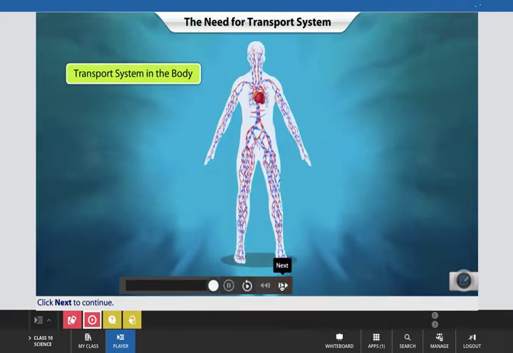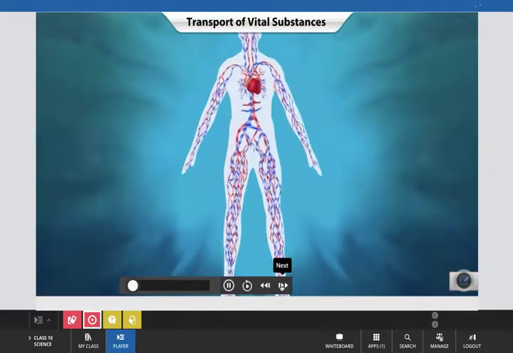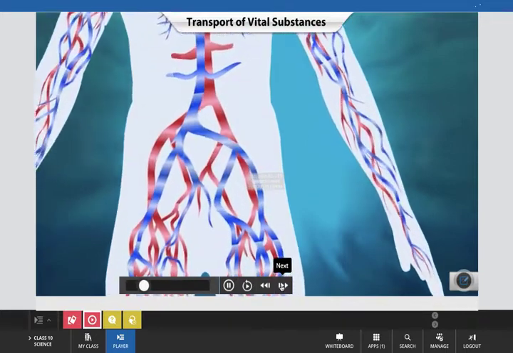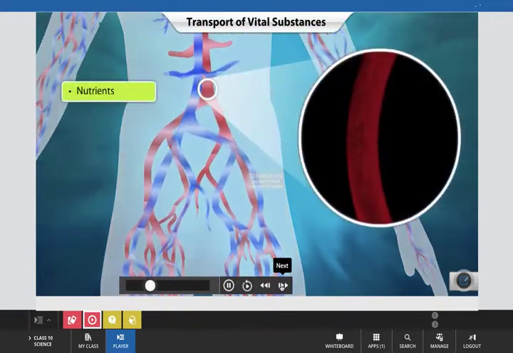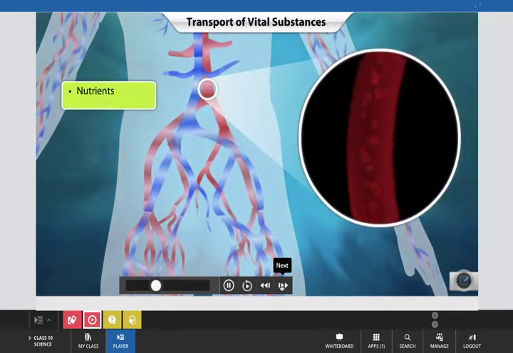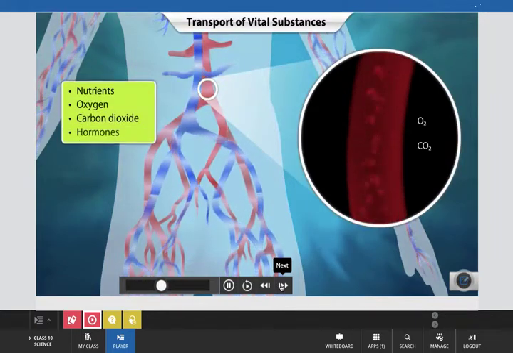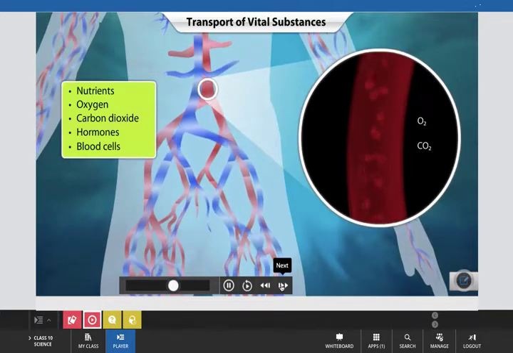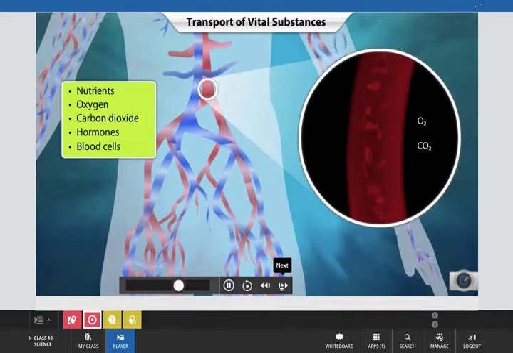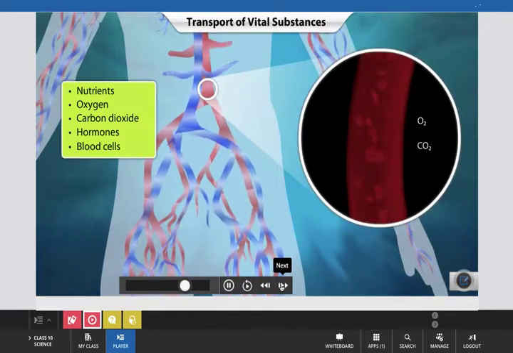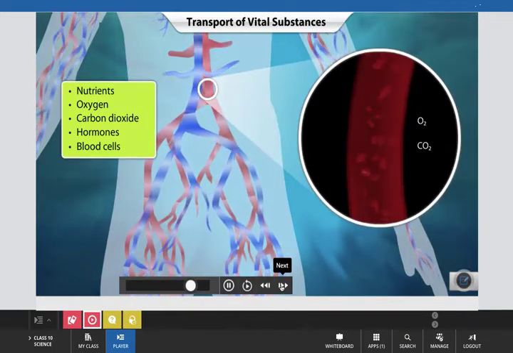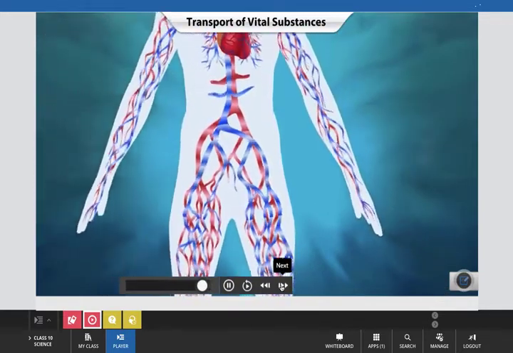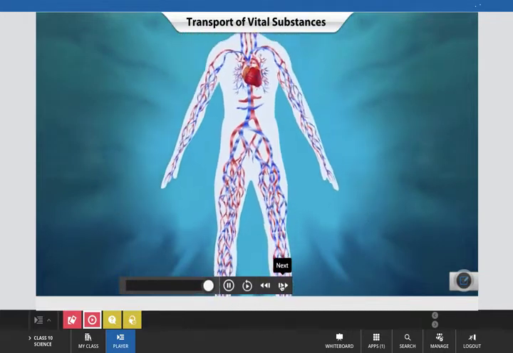Now, how? All living organisms, including human beings, need a transport system to transport nutrients such as amino acids and electrolytes, oxygen, carbon dioxide, hormones, and blood cells to and from the cells in the body. It is vital that the nutrients and gases reach each and every cell of the body. This is required to ensure the proper functioning of the body, its growth and development.